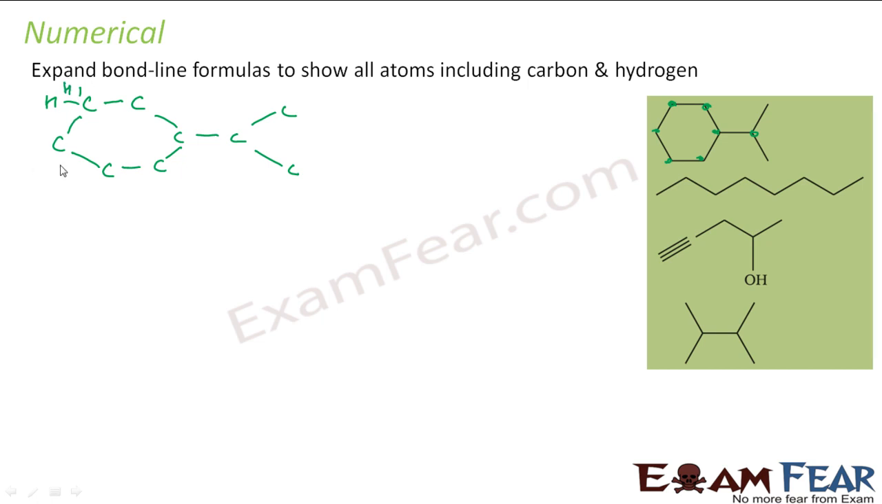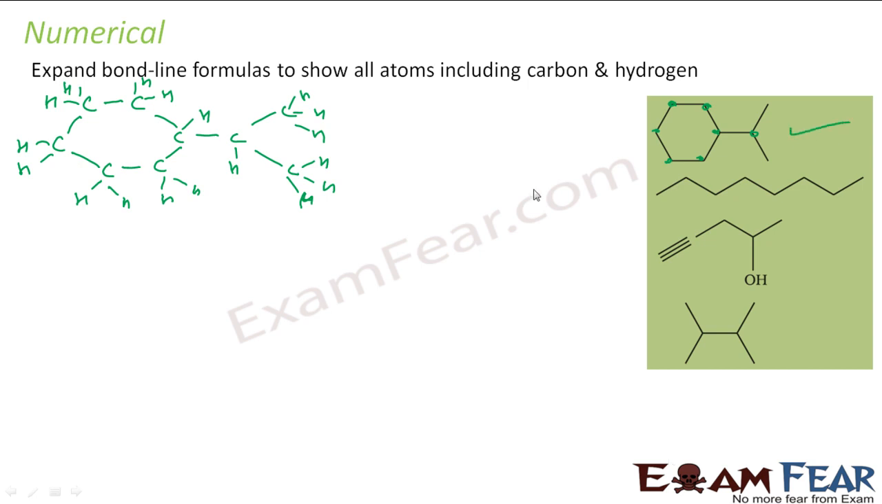This carbon also has 2 bonds, so I need 2 more bonds to make it 4 bonds. This carbon also has 2 bonds, I need 2 more bonds to make it 4. 2 bonds, I need 2 more. 3 bonds, only 1 bond required to make it 4 bonds. 2 bonds, again 2 more required. This carbon also has 3 bonds, only 1 bond required. This one has only 1 bond, so 3 bonds are required here, so 3 hydrogens. This one also has 1 bond, so we have 3 more bonds required to make it stable. And thus this is my structure. This is done. Let me take another one.